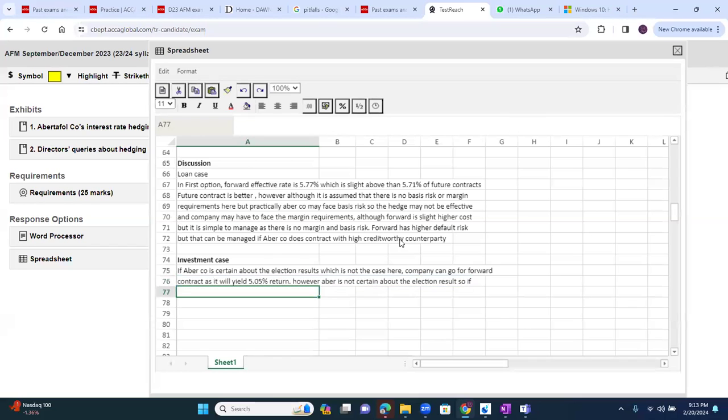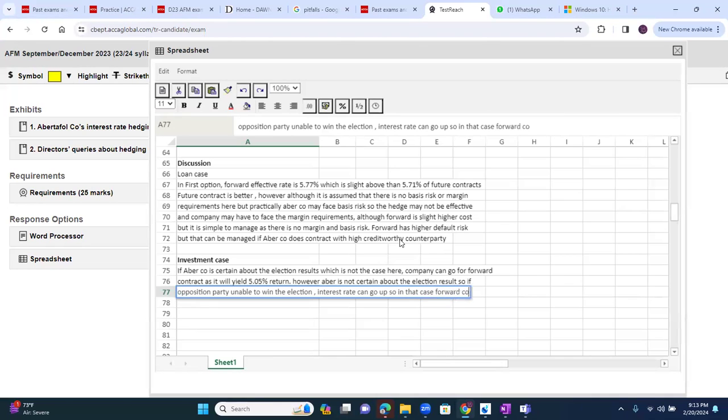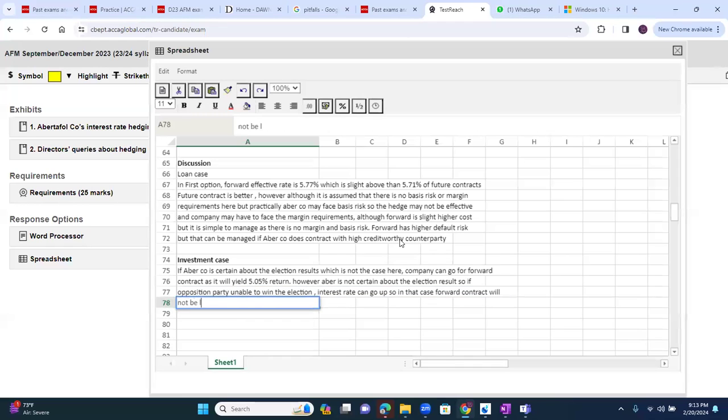So if opposition party is unable to win the election, interest rate can go up. So in that case, forward contract will not be lucrative.